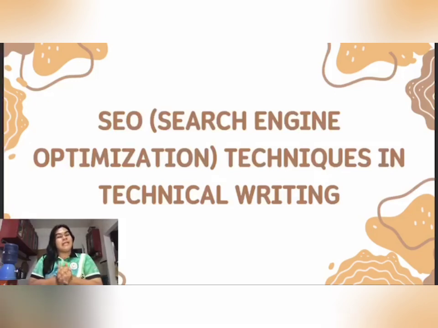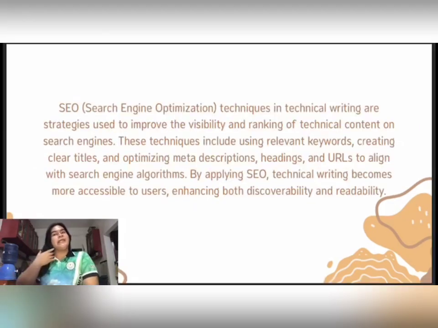So my topic tonight is SEO or search engine optimization techniques in technical writing. So the definition of this is techniques in technical writing are strategies used to improve the visibility and ranking of technical content on search engines. These techniques include using relevant keywords, creating clear titles, and optimizing meta descriptions, headings, and URLs to align with search engine algorithms. By applying SEO, technical writing becomes more accessible to users, enhancing both discoverability and readability.